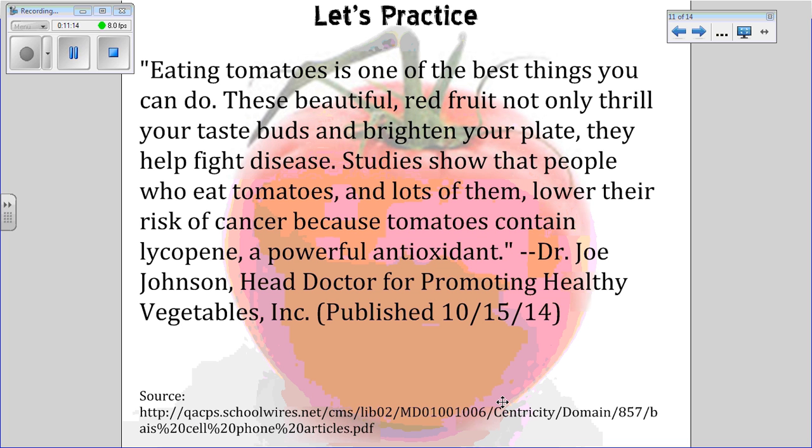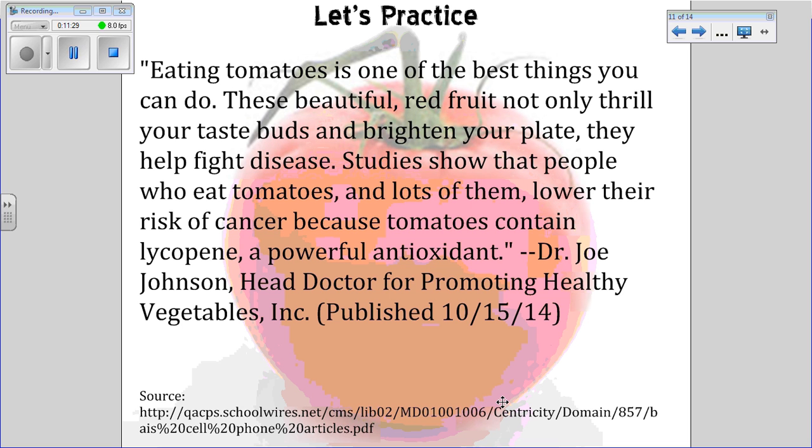It's not saying that tomatoes are a superfruit that automatically cure anything that's wrong with you, but it does say that they are good for you and they help fight disease. Okay. There is a balance between opinions and facts, which we'll talk about in a minute.